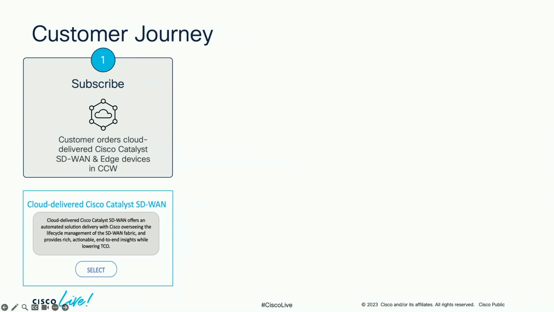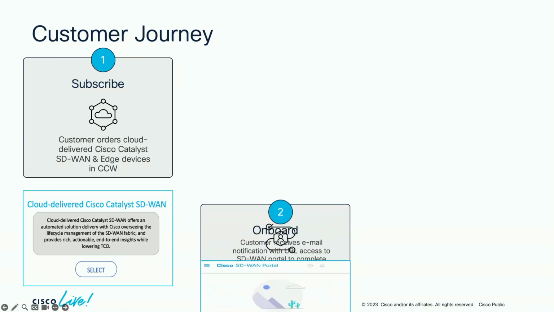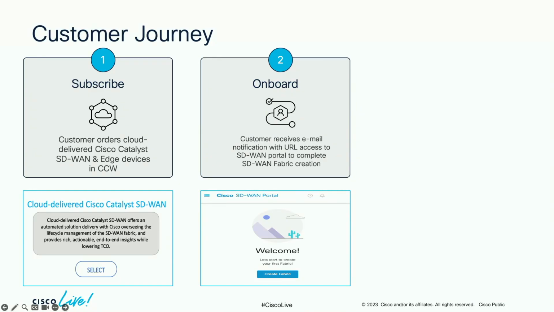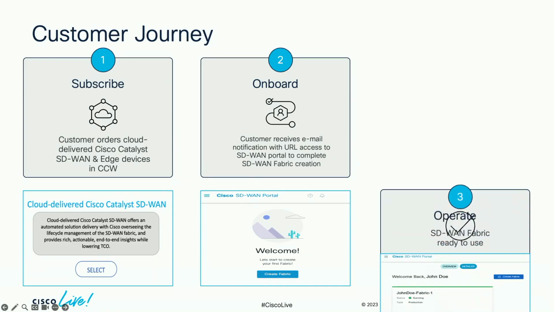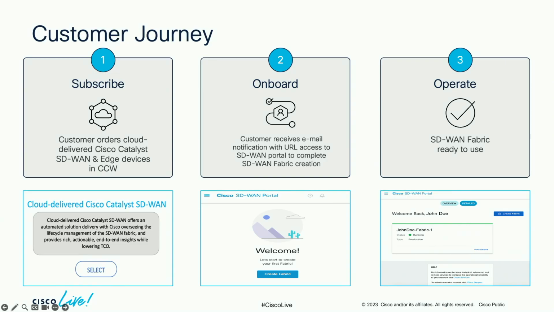First step is to subscribe or order. Once you do this step, all you expect is to receive an email from Cisco to go to a Catalyst SD-WAN portal and submit a couple of details, like the location where you want the fabric to be created, your contact information, and the name of the fabric. These are very simple steps. Once you do that, you see something like this, and then you create your fabric. I'll show it in a demo as well. The fabric is ready to operate within an hour.